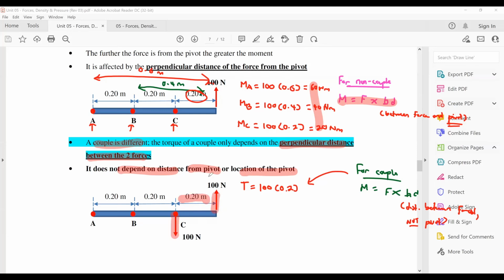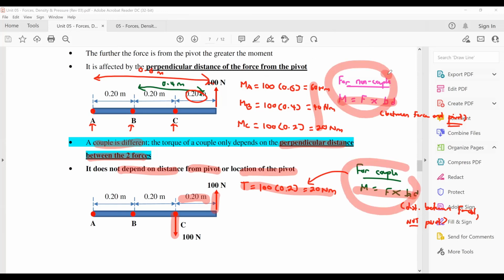The perpendicular distance between them is 0.2. If I just do this one, it is 100 times 0.2. I'm getting 20 Newton meter. Okay, so just bear this in mind first. If this is calculated using this equation, now if I try to calculate the torque of this couple, not by using this equation, but using this equation instead, you will see that the values are actually the same.